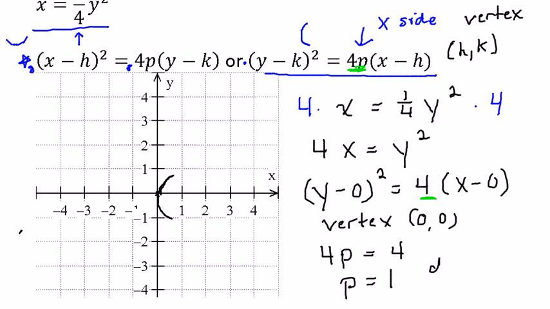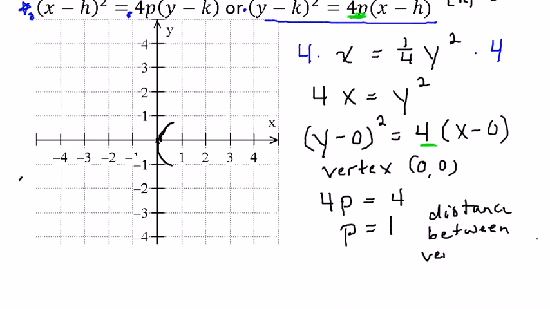So this is the distance between the vertex and the focus. And also it's the distance between the vertex and the directrix. So the focus is here, 1 unit away from the vertex. And the directrix is over here, 1 unit away from the vertex. So the directrix is the vertical line.